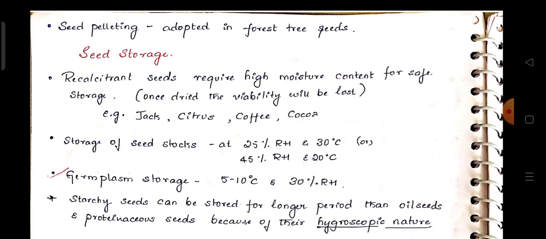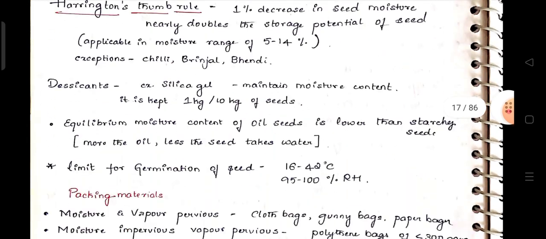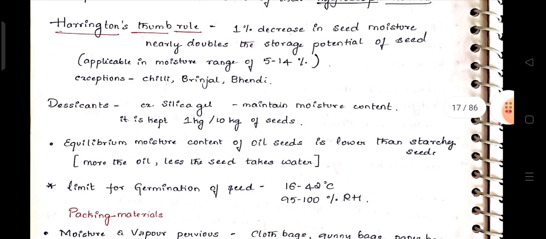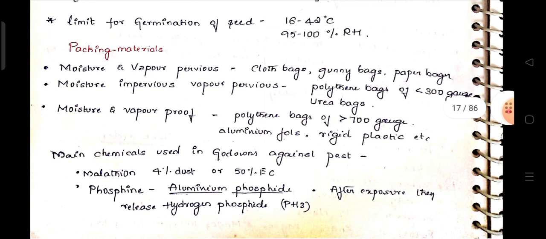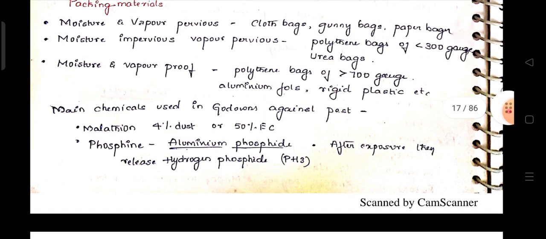Coming to seed storage, this we have already discussed, the thumb rule and all, and desiccants, these things already discussed. Coming to packing materials for seed, for moisture and vapor pervious, cloth bags, gunny bags and paper bags are used. Moisture impervious, vapor pervious are polythene bags of less than 300 gauge or urea bags. Moisture and vapor proof are polythene bags of more than 700 gauge, aluminum foils, rigid plastic containers, etc.